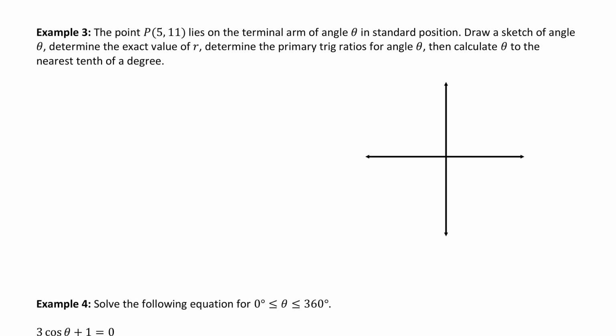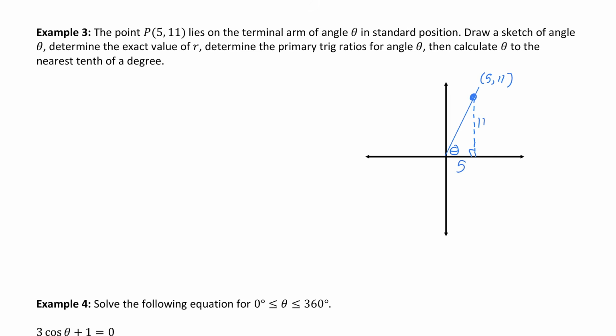Example 3 says, the point (5, 11) lies on the terminal arm of angle theta. So let me roughly draw where the point (5, 11) would be. That's on a terminal arm. I'll connect it down to the x-axis to make my right triangle. And to get to this point (5, 11), I would go 5 that way and 11 that way, so I can label those side lengths 5 and 11.